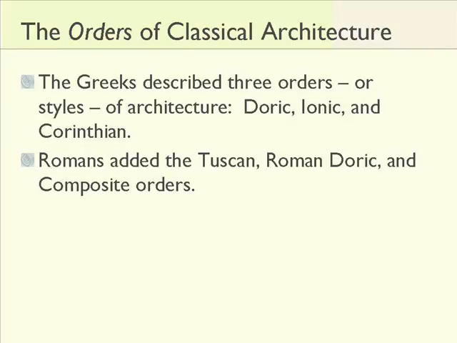The ancient Greeks also used post and lintel construction. They developed three distinct styles or orders for their architecture: the Doric, Ionic, and Corinthian. When the Romans came along, they built upon this and added a couple of styles or composite orders of their own.